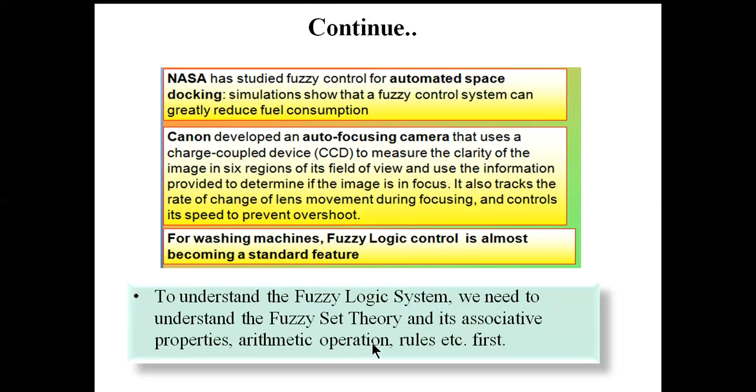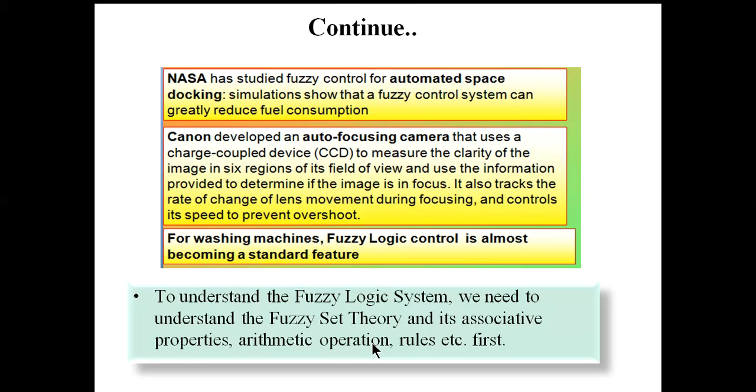And moreover, in washing machines, fuzzy logic control is almost becoming a standard feature, because depending on the weight or load or the dust sensor, the corresponding wash cycle is controlled. So for smoother control, we need to use fuzzy logic. Another thing is controlling the AC. Whenever we do temperature control of an air conditioner, fuzzy logic can be implemented there for a smoother response.